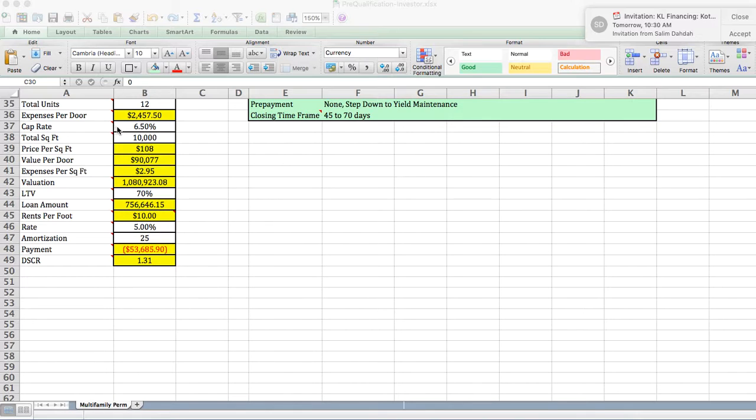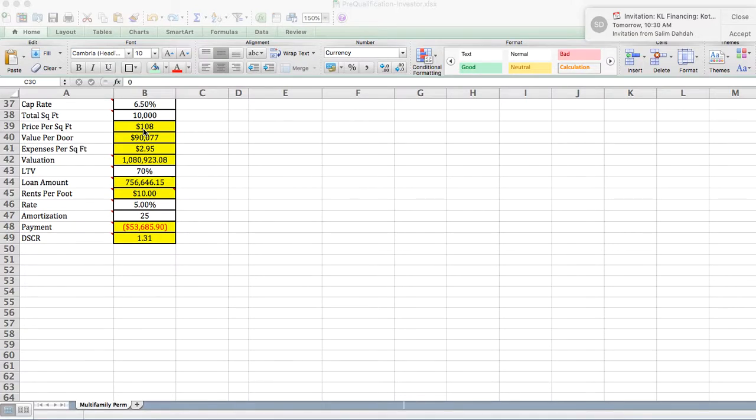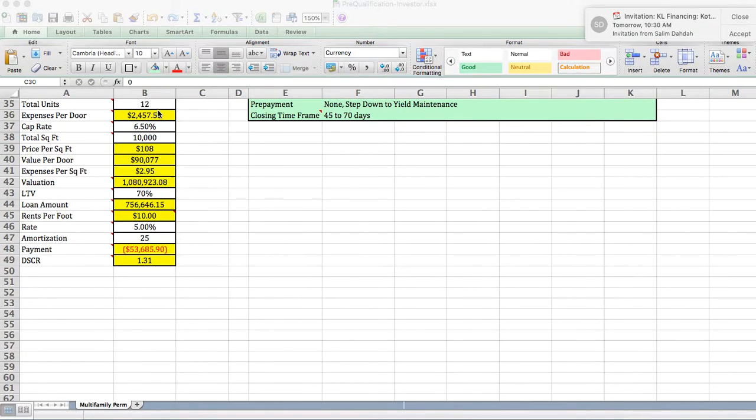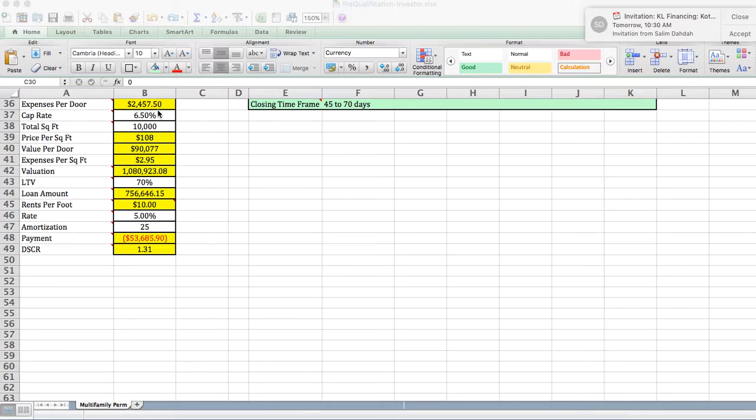The capitalization rate, this number is telling you exactly what you're paying for the property as a percentage of the purchase price based upon your net cash flow. So if you're buying it all cash, call it $1 million, which is the valuation, you'd be getting a 6.5% return on your money.